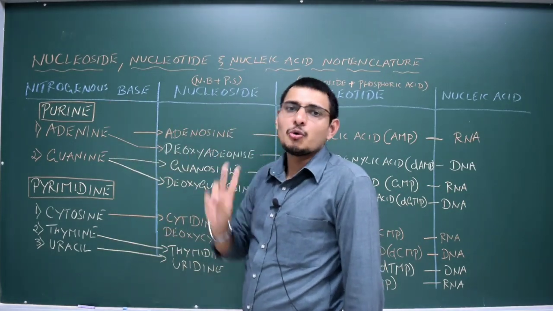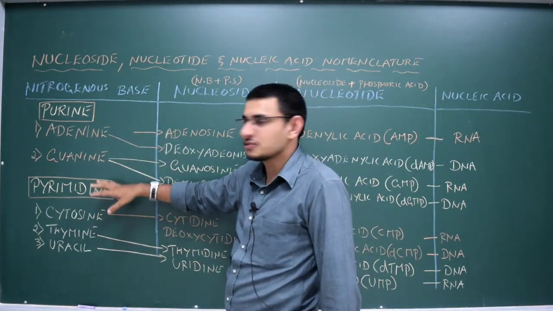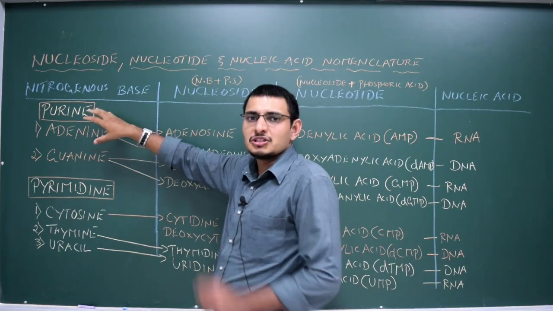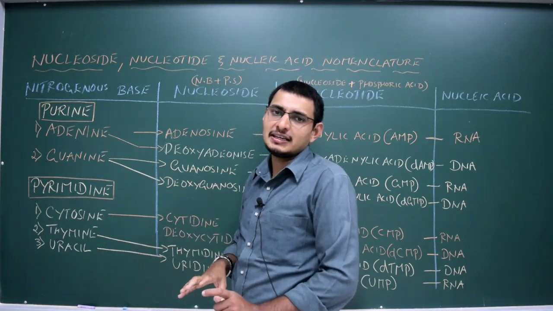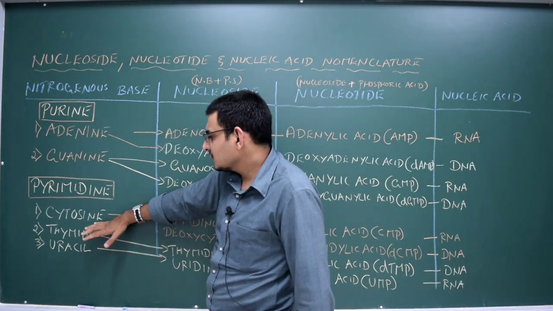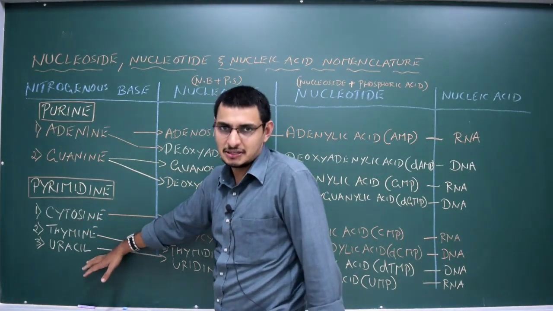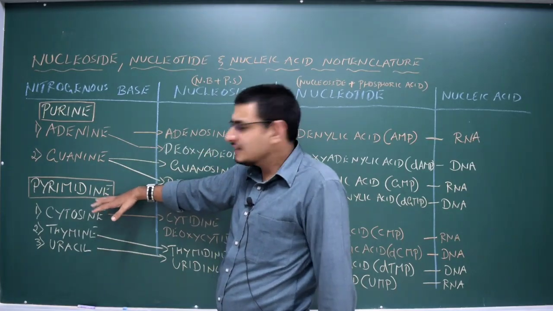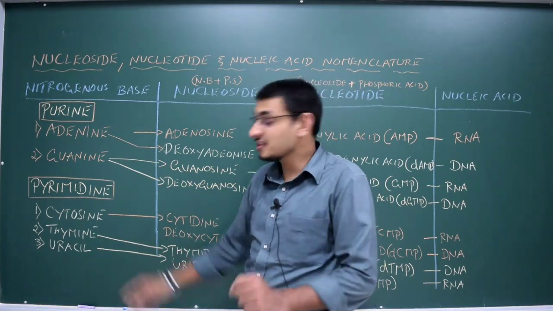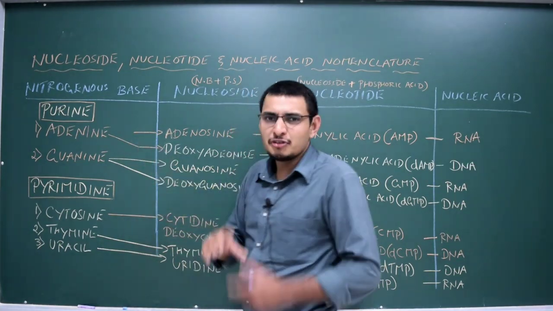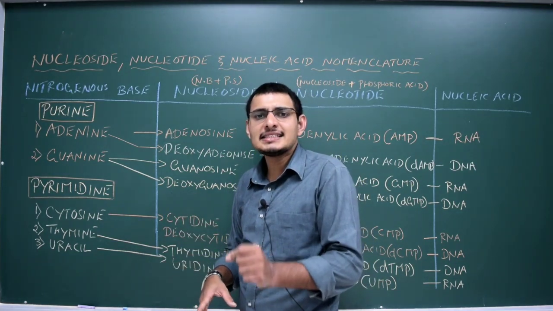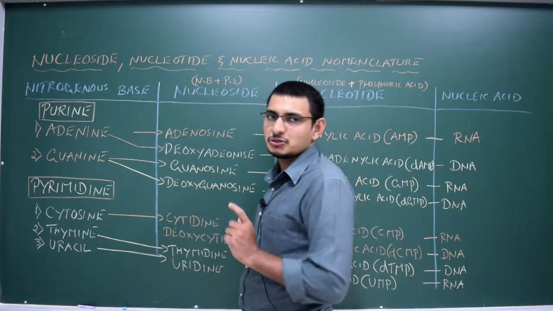Nitrogenous bases are of two types, purine and pyrimidine. If you take DNA or RNA, adenine and guanine, the purines, are common and seen in both. If you take the pyrimidines, in DNA cytosine is there, thymine is there, but uracil is absent. In RNA, cytosine is there, uracil is there, but thymine is absent. This is the basic thing you must know. So the nitrogenous bases are A, G, C, T in DNA and A, G, C, U in RNA. This is the nitrogenous base.